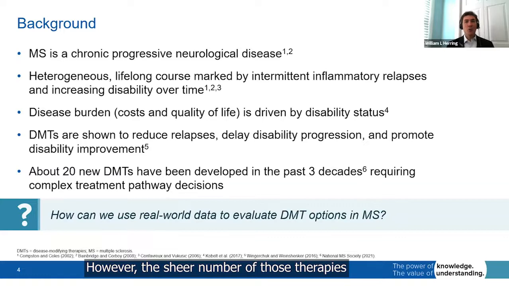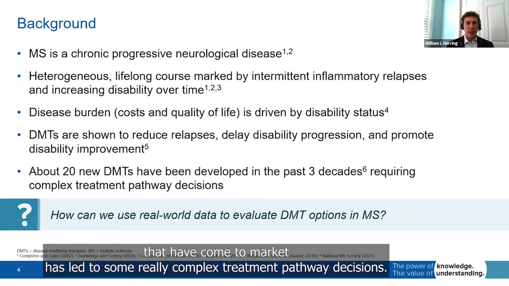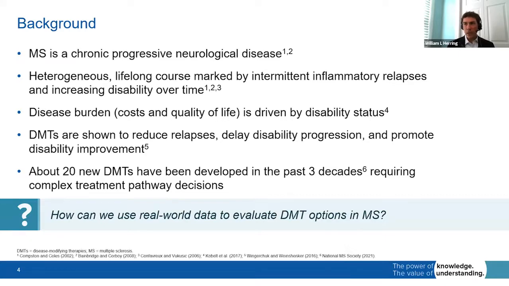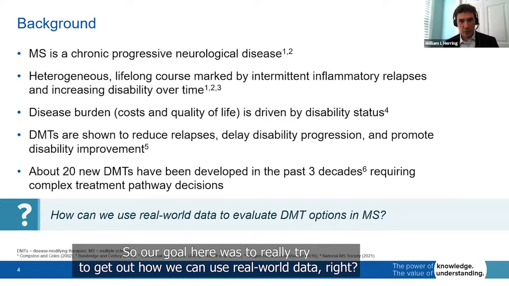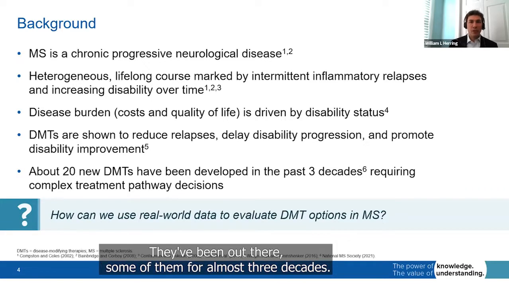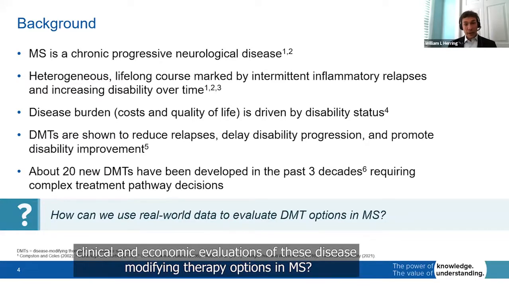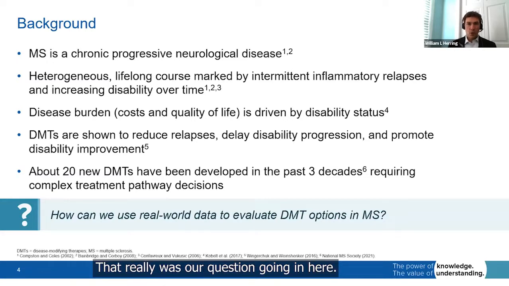However, the sheer number of those therapies that have come to market has led to some really complex treatment pathway decisions. If you follow MS, you'll know that treatment sequencing is a real area of uncertainty. So our goal here was to try to get at how we can use real world data. We have 20 DMTs out there, some of them for almost 3 decades, so there's a lot of real world data on their use. How can we use that real world data to conduct both clinical and economic evaluations of these disease-modifying therapy options in MS? That was our question going in here.